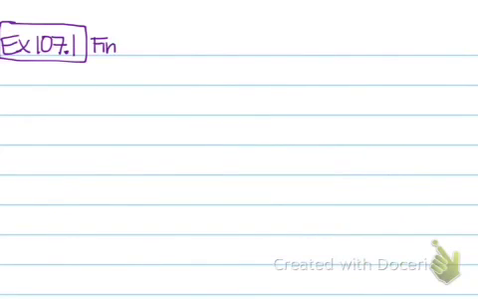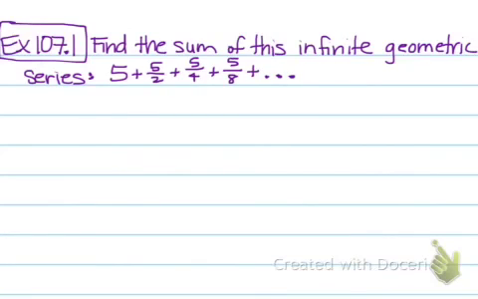So we'll do some examples about finding the sums of convergent series. So find the sum of this infinite geometric series. So we have 5 plus 5 halves plus 5 fourths plus 5 eighths, and so on. So our a sub 1 is 5. Our r is 1/2, because you notice each term, if we multiply 5 times 1/2, we get 5 halves. If we multiply 5 halves times 1/2, we get 5 fourths, and so on. So the absolute value of r is less than 1, so we know that we have a convergent series.